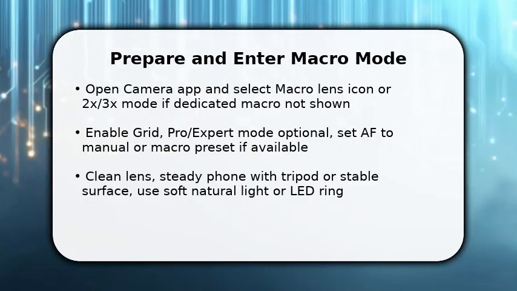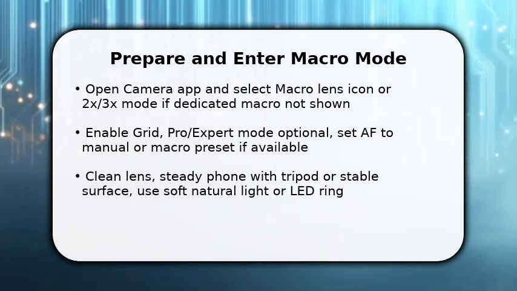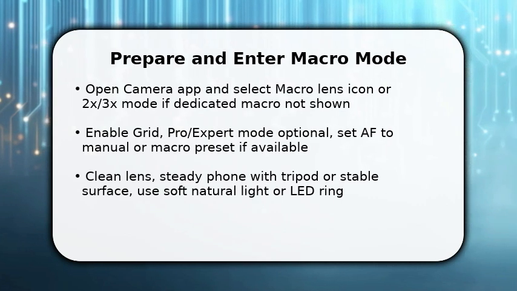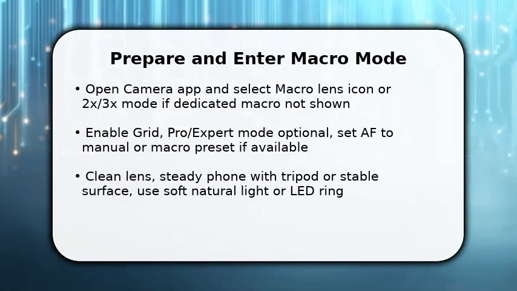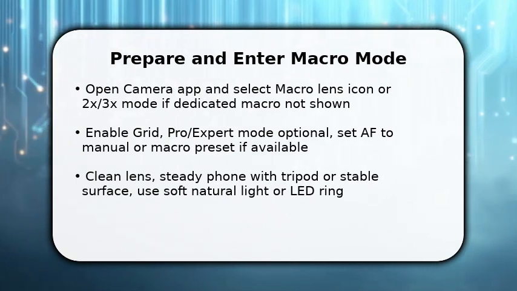You start by launching the camera and switching to the macro or closest focal option. This lets the lens focus very near. Make sure grid is on and autofocus behavior is known. If your phone has a Pro Macro preset, choose it to lock settings.